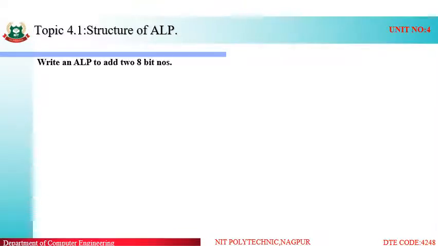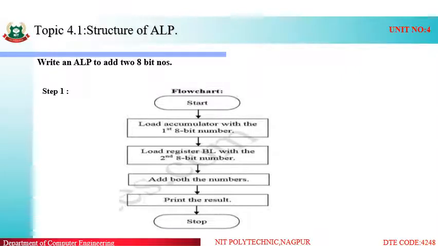So we will study a sample program about how to add two 8-bit numbers. In the first step, we have to write the algorithm, but we have skipped that step and implemented that algorithm in our flowchart. So the first step will be the start. This flowchart shows how the program will get executed. It is the pictorial representation of the steps we have defined in our algorithm.